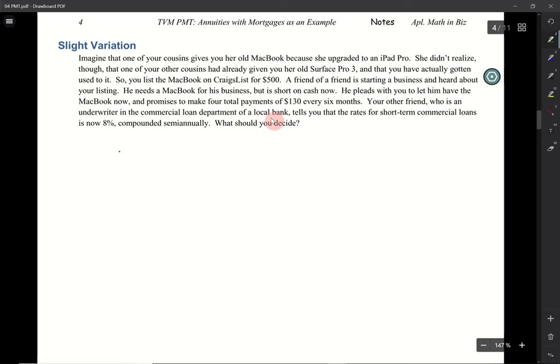So let's just make a note of that. So 4 payments, 130 each. So basically every 6 months, so that would be semi-annual.